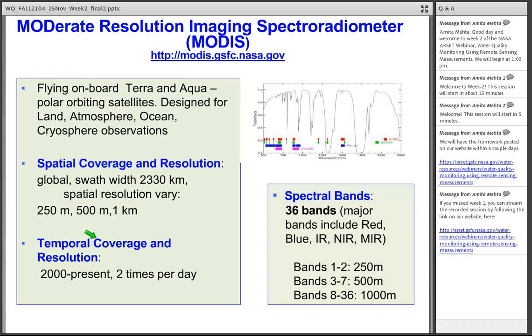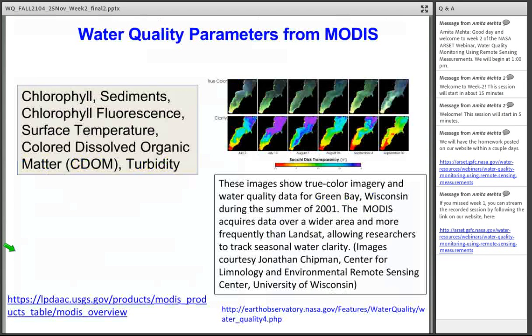Temporal coverage is from 2000 to present, nominally 2 times per day, or 4 times per day if you look at two satellites. But resolution again varies depending on band. The highest resolution is 250 meters, all the way to 1 kilometer. The bands used in this are about 500 meters. So this is the resolution used for water quality parameters.